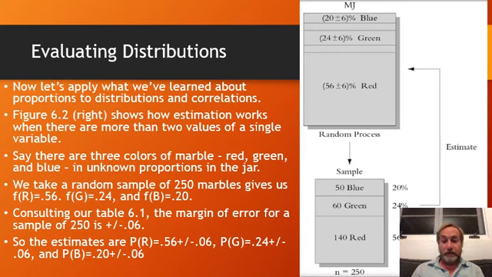So consulting our table, our rules of thumb, the margin of error for a sample of 250 is plus or minus 0.06, or 6%. So we can see on the top there, estimating backwards, our estimate for the probability of red in the jar of marbles is going to be 56% plus or minus 6%. For green, it's going to be 24% plus or minus 6%, and for blue, it's going to be 20% plus or minus 6%.